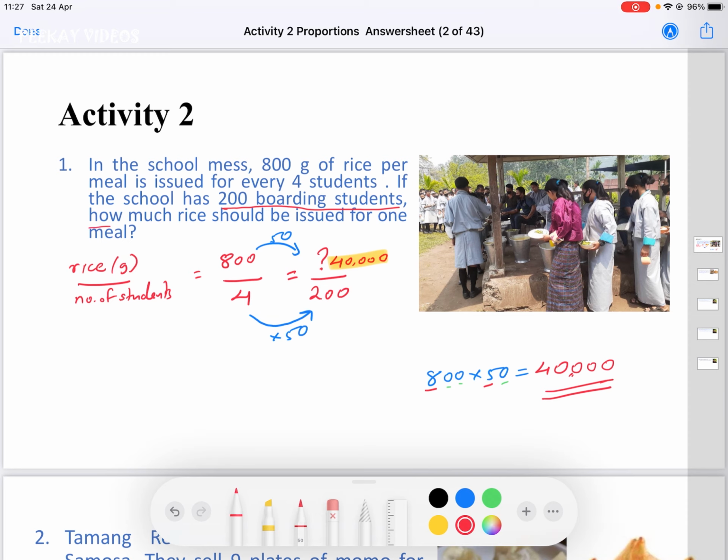And what we are asked, how much rice should be issued for one meal if the school has 200 boarding students. So 40,000 gram of rice should be issued for one meal.